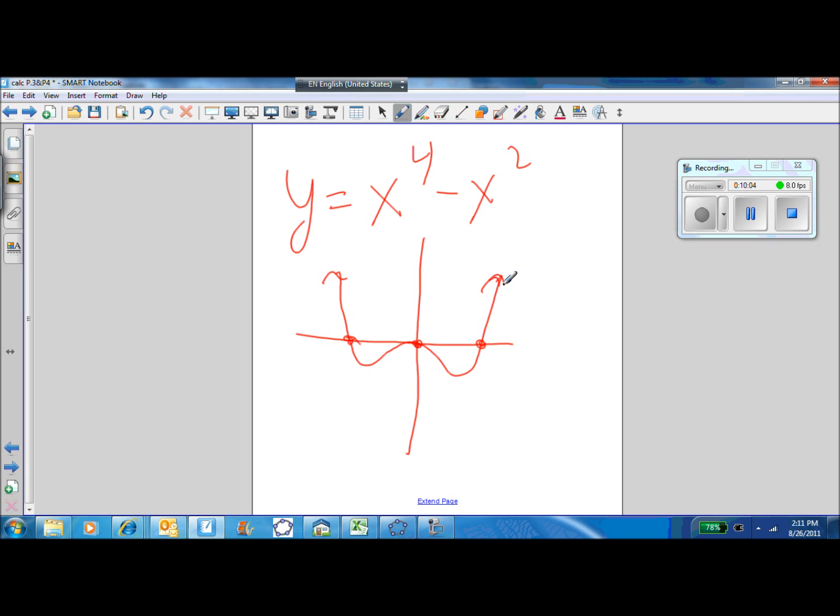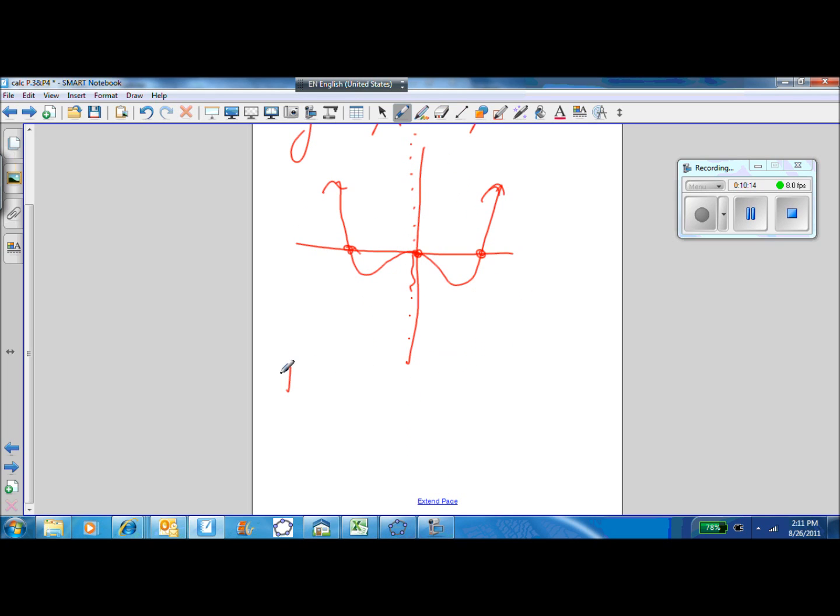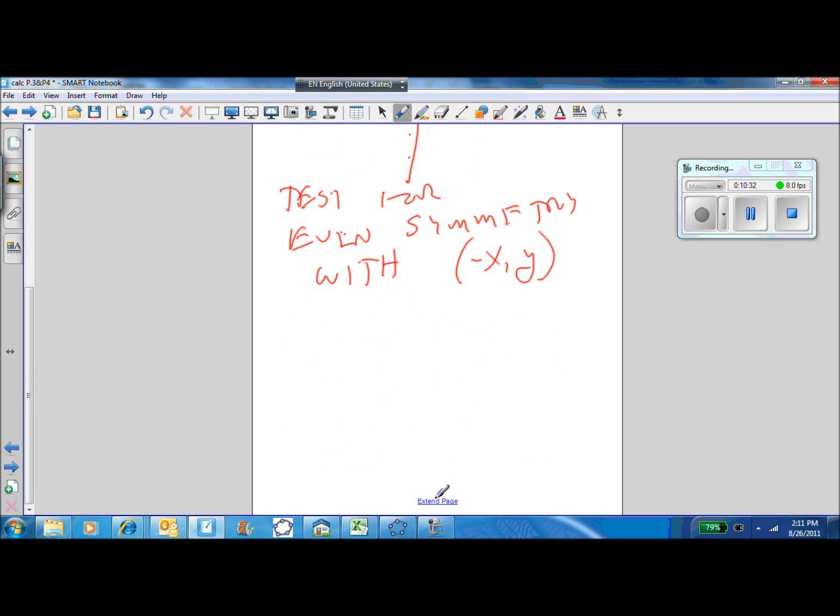You might say, well, that's great, Mr. Lang. You know how to graph all those odd things, but we don't even know how to graph those yet. We haven't reviewed them. Well, we'll review it. And for right now, you can do the symmetry test for even symmetry with negative x comma y. And if negative x comma y gives you the same equation, then you're all set.